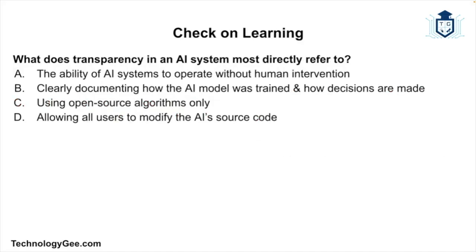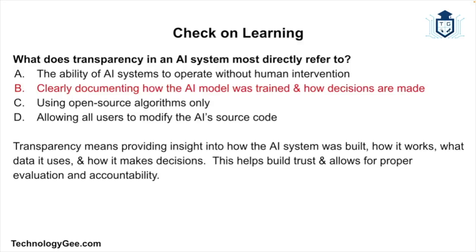Next question. What does transparency in an AI system most directly refer to? Is it the ability of AI systems to operate without human intervention? Is it clearly documenting how the AI model was trained and how decisions are made? Is it using open source algorithms only? Or is it allowing all users to modify the AI's source code?